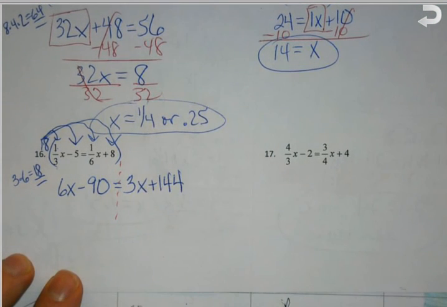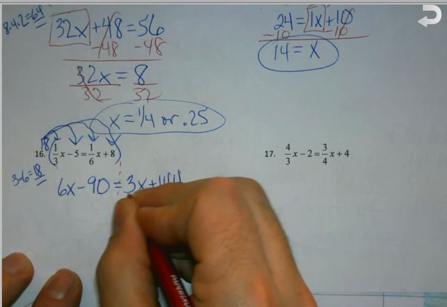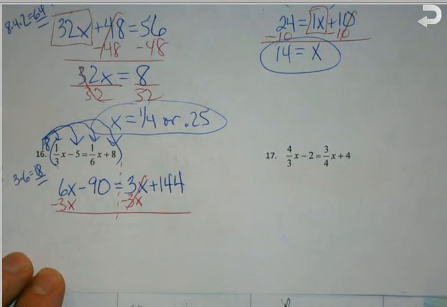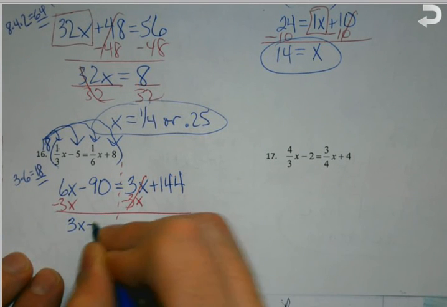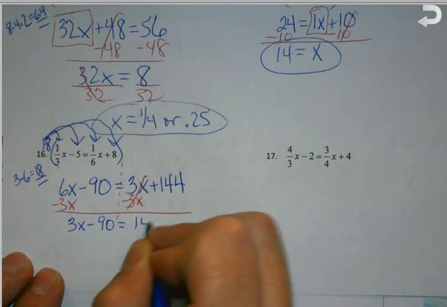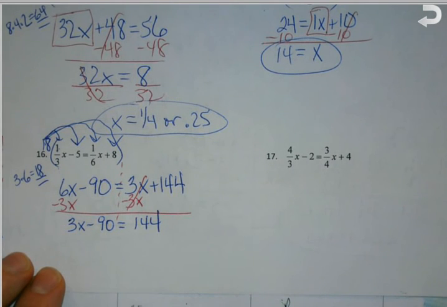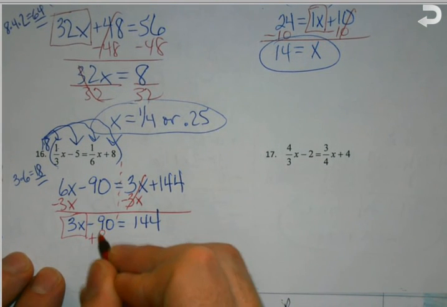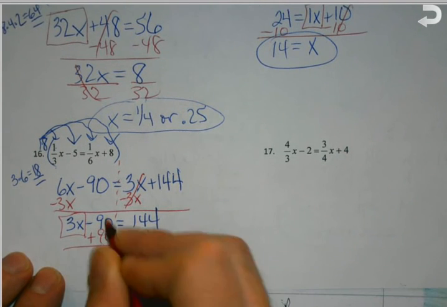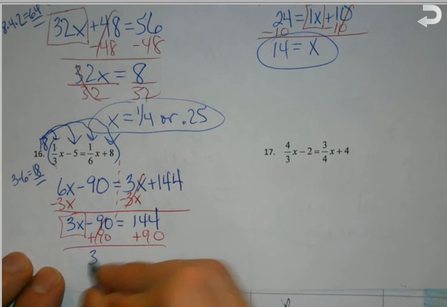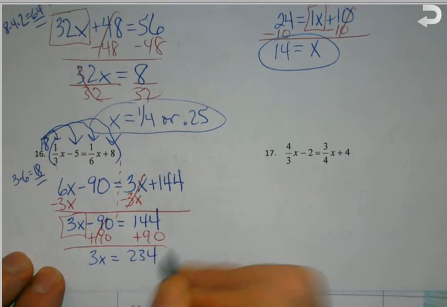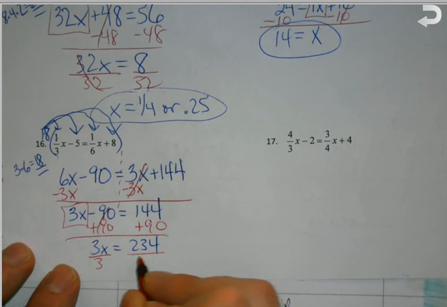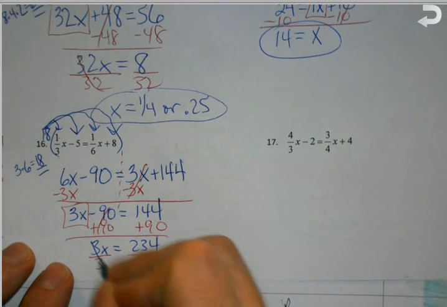Now what? Okay, subtract that 3x. We like getting the x's together first. And my whole thing here is now I'm working on getting my x's alone. 34 divided by 3.